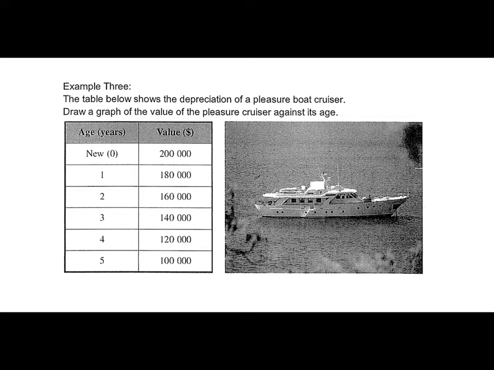Okay, if you turn over to the page, there is a graph that we need. The third example shows a table of values for the value of a pleasure boat cruiser. This is showing after how many years. So in the first row, after 1 year, it's worth $180,000. After 2 years, it's worth $160,000, and so on and so on. You may want to quickly check for yourself that you can understand that the amount of depreciation is equal to $20,000 every year.